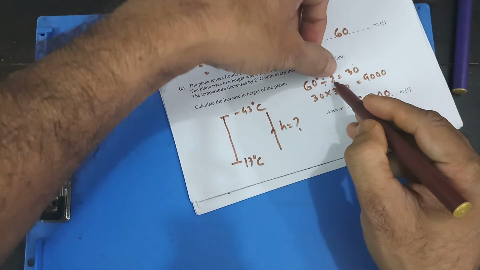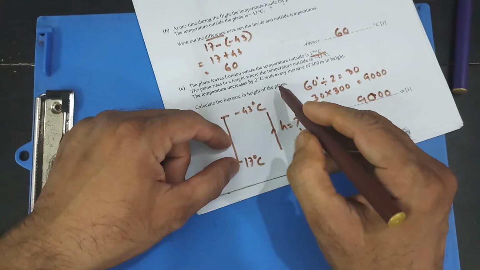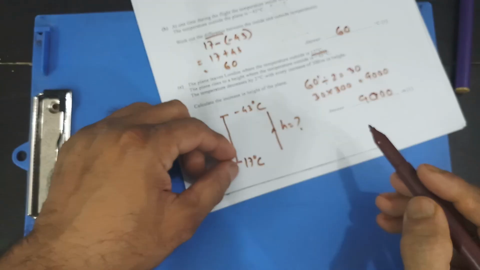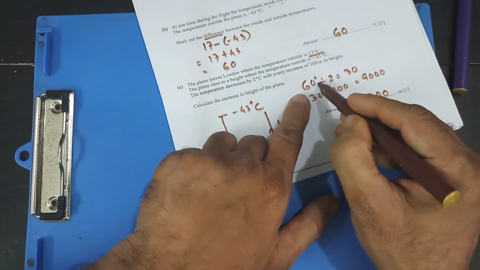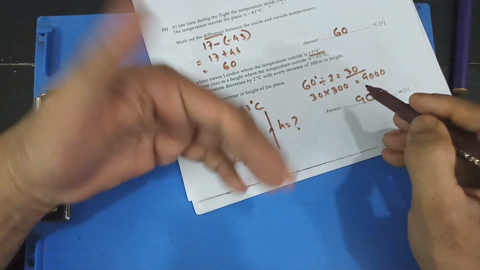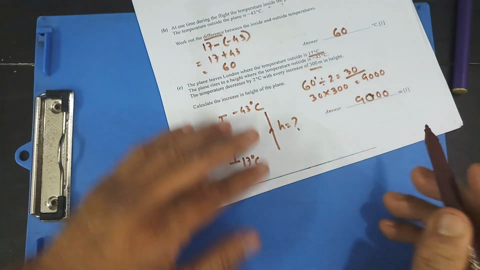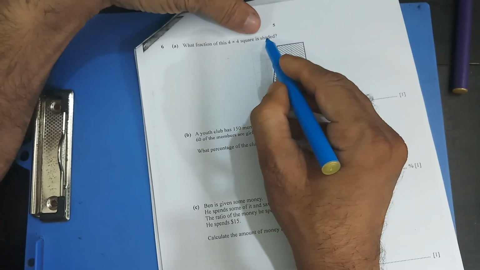So every 2 degrees change of the temperature gives 300 meters height. So 2 degrees, 2 degrees, 2 degrees, that means 300, 300, 300. So 60 degrees divided by 2 is actually 30, and 30 times 300, that height is 9,000. Okay, so that's done. All right, what fraction of this 4 by 4 square is shaded?